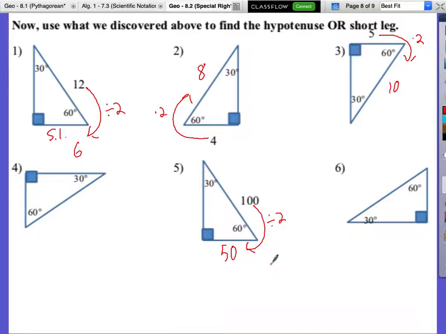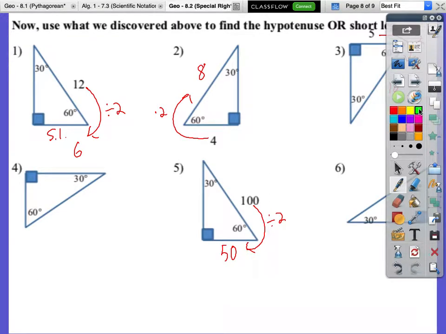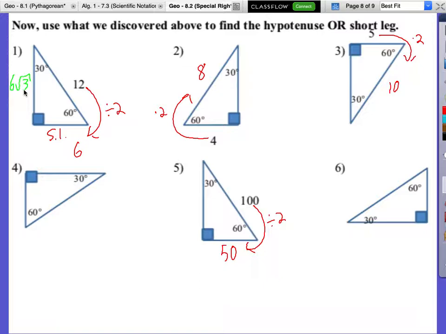Alright, so what did we get on this first one? 6 square root of 3. After all that work, we got 6 square root of 3. Did anybody finish the second one? Okay, Haley, what'd you get? 4 square root of 3. I agree. Anyone do the third one? Faith?